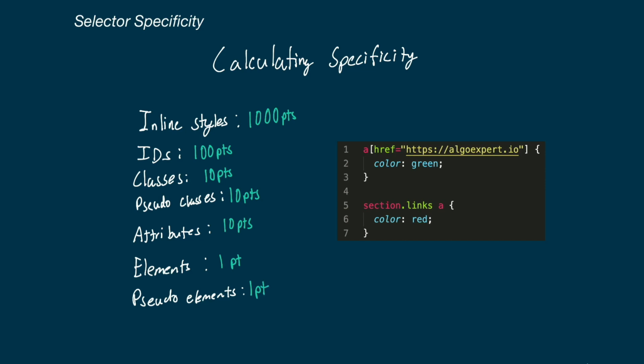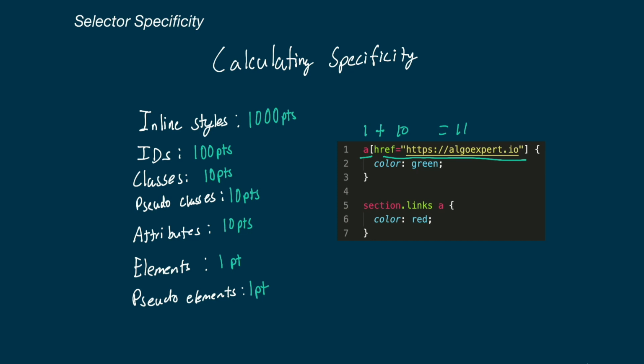Now let's look back at that example of the two conflicting anchor tags. In the first option, first we have the A element, and elements get 1 point. And then we have the href attribute, and attributes get 10 points. We add these together, and we have 11 total points for the weight of the first option.